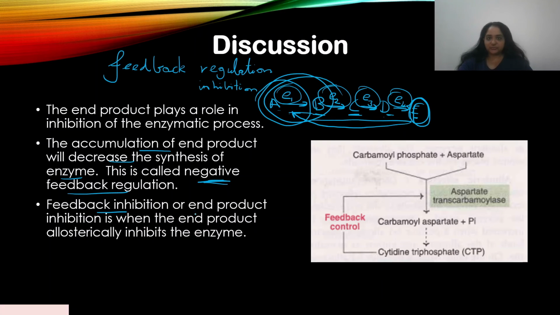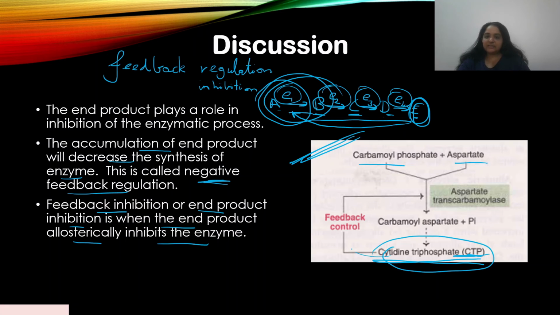Now feedback inhibition or end product inhibition is when the end product allosterically inhibits the enzyme. For example, that you see here, you have the end product. Carbamoyl phosphate and aspartate together eventually form CTP, cytidine triphosphate. This is a reaction that's happening, and CTP is the final product produced. Now, when there's too much accumulation of CTP, CTP itself will go and allosterically attach to aspartate transcarbamylase, which will stop the reaction from happening.